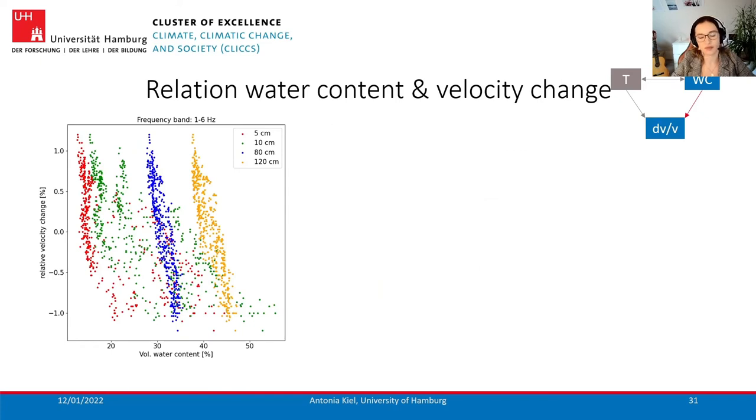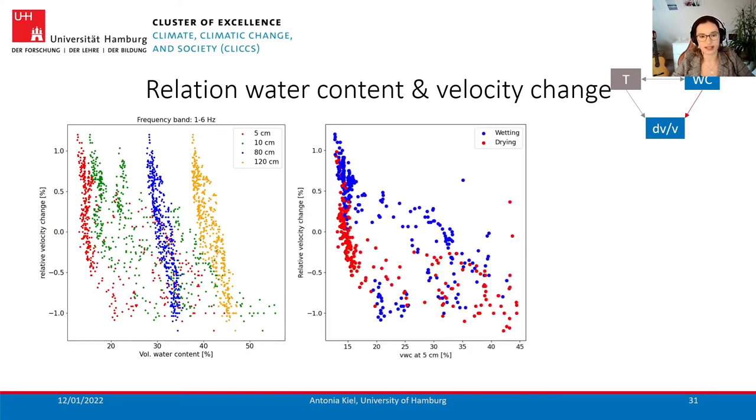So this plot is again similar to what we saw before. In this case, we now have the volumetric water content on the x-axis and relative velocity change on the y-axis, plotted in different colors for the different depths. And here I show now only the depth of 5 centimeters, but differentiated between wetting and drying periods. And what we see is that there seem to be two kinds of branches visible, here for the drying periods and here for the wetting periods.